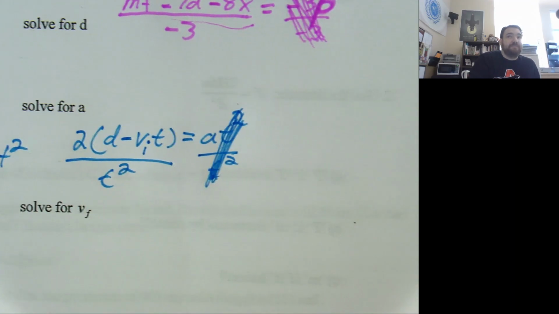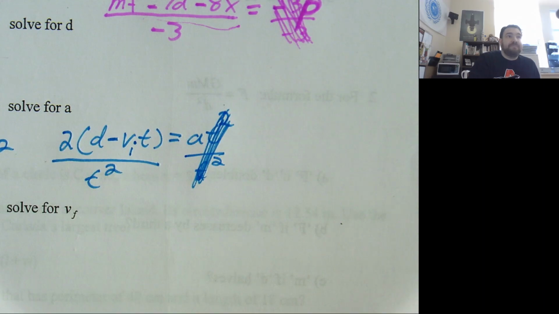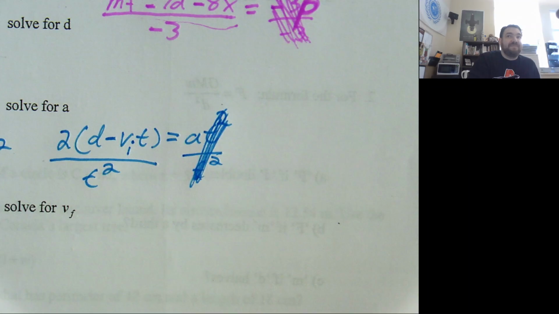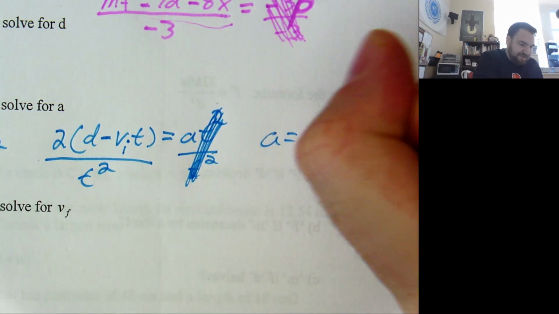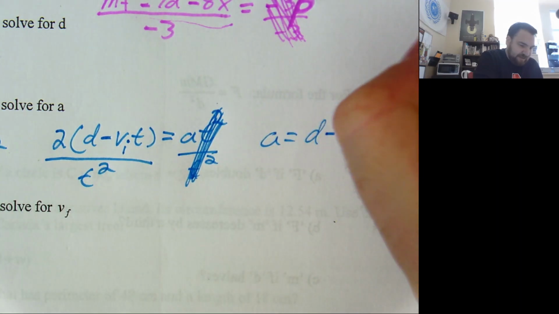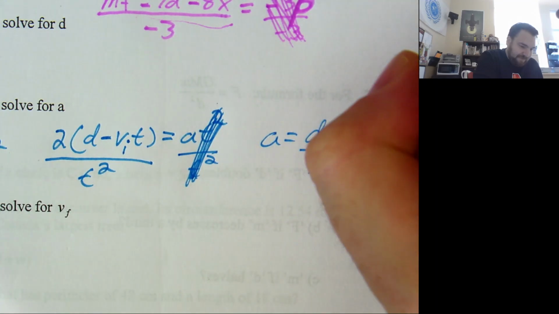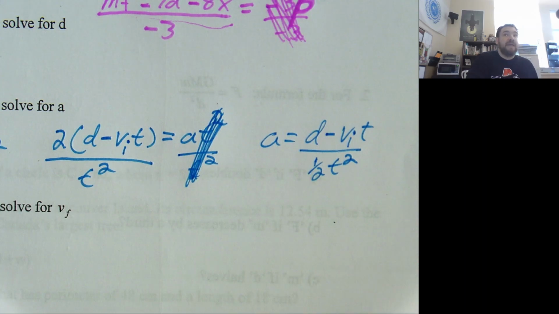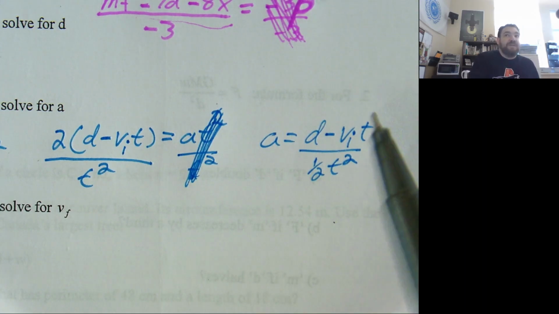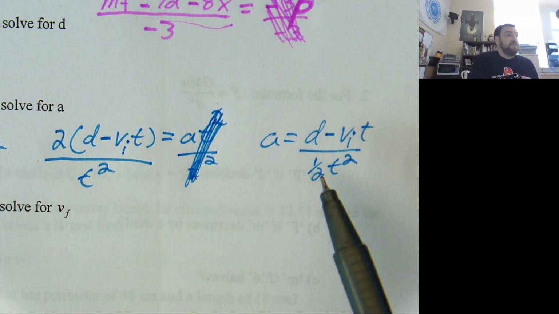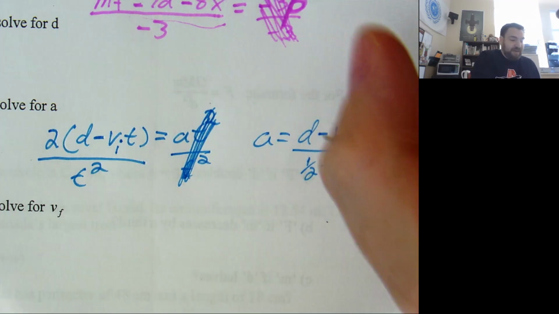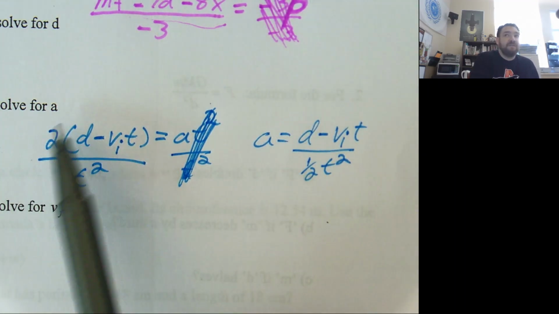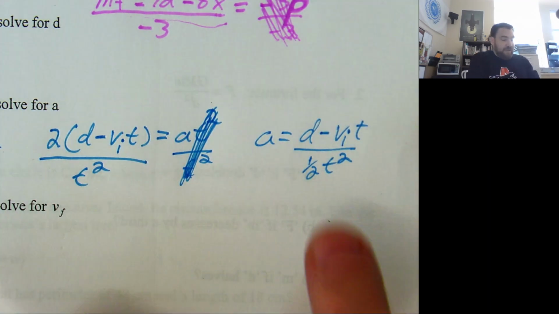I divided by a half. A half t squared all in one shot. So your result looks like this: a equals d minus vit all over 1/2 t squared. Okay, that is equivalent. Because when we divide by a fraction, that's the same as multiplying by the reciprocal. So you'd multiply this thing by 2 over 1, it would get multiplied into the numerator, and you'd end up with this. That's fine. You can leave it like this or like this.